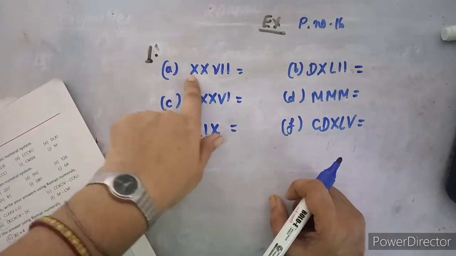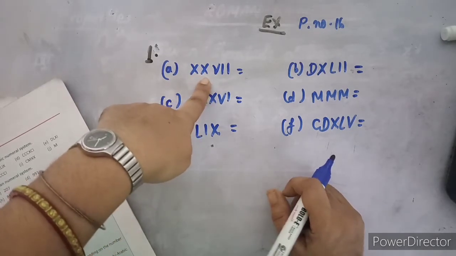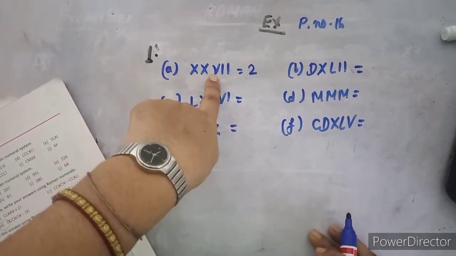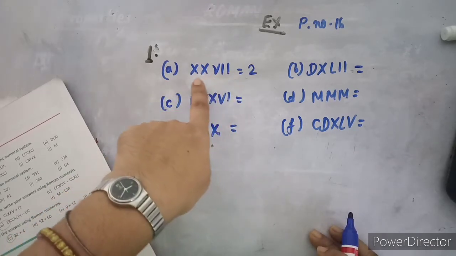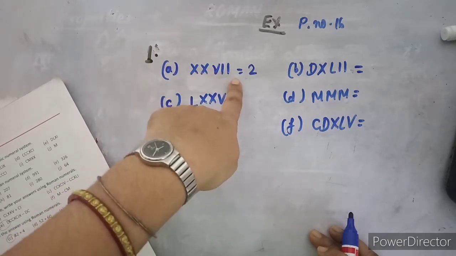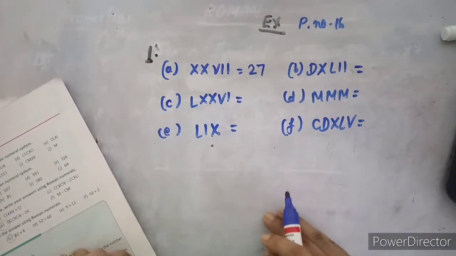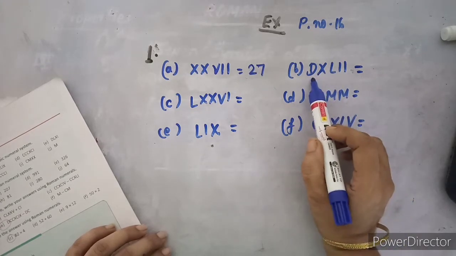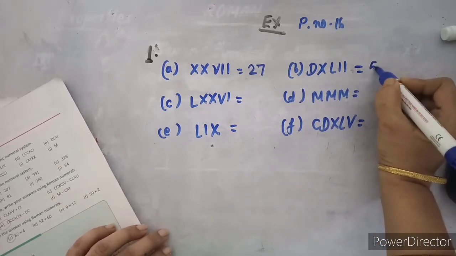Okay, so now you can see X, whose value was 10, so 2 X's means 20. Okay, 20 is done. And this is the sign of 7. Okay, 5 and 2 ones, so 5 and 2 ones means 7. So this will be 27. This number will be 27. Okay, now here D is for what? D is for 500. Okay, so write down 500.